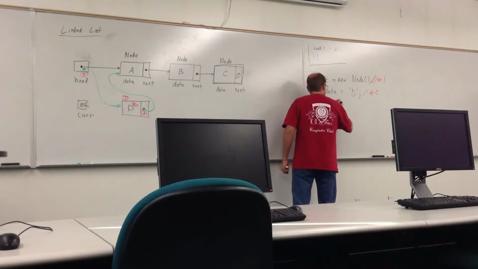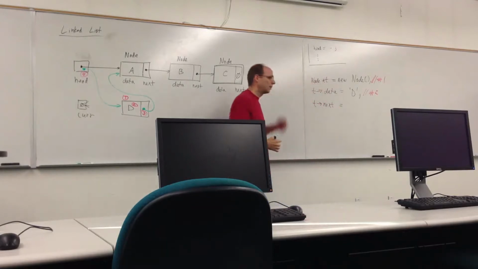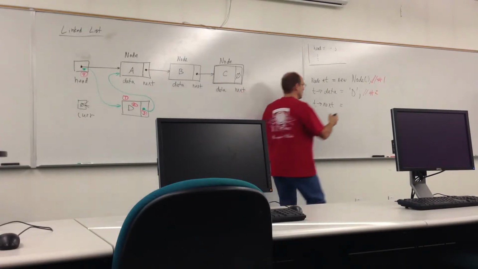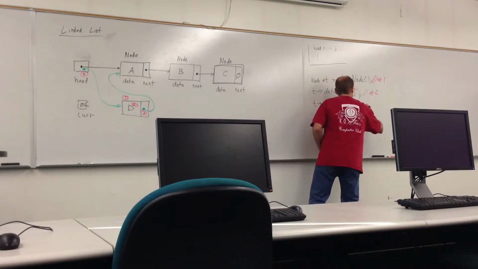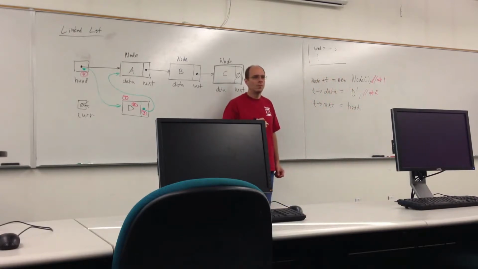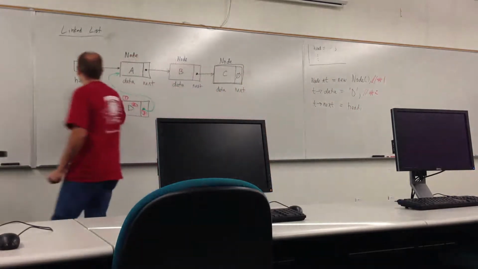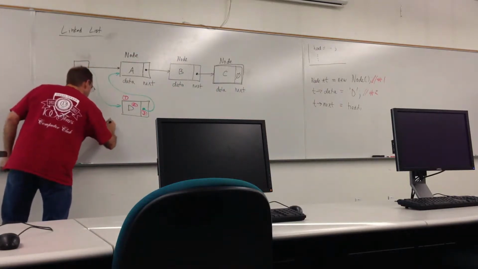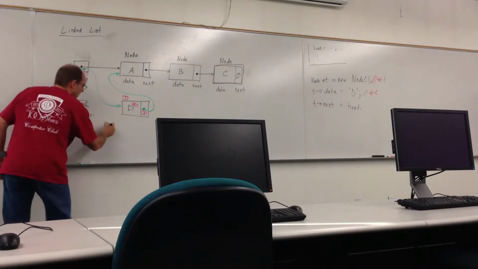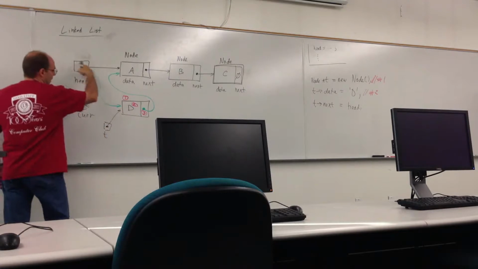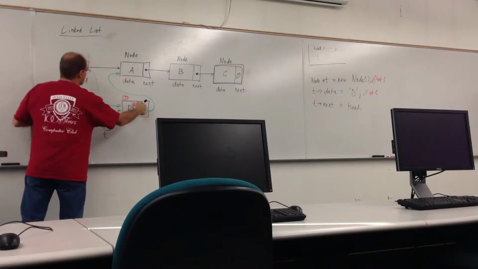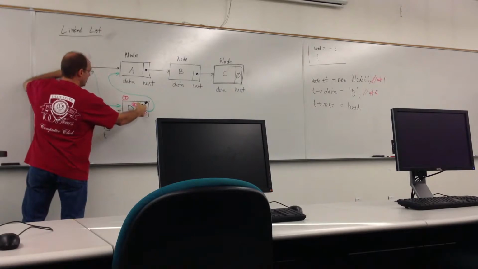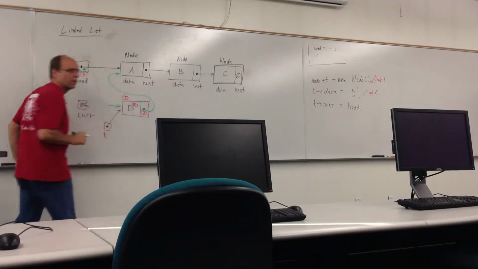I need to set up next. What do I set it equal to? Well, in this case, you'd set it to head. Remember, head is a pointer, and so is T. T is pointing there. Head is pointing there, but I want T's next to point to that same spot. So I just copy this pointer, which is some address number. I copied it over there, right?